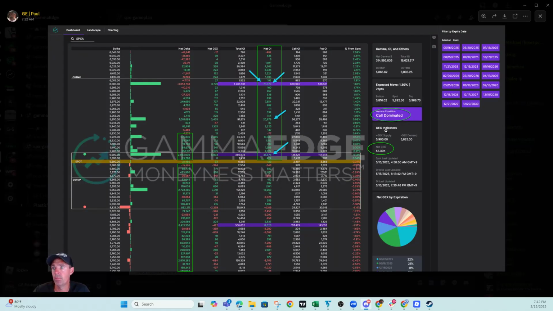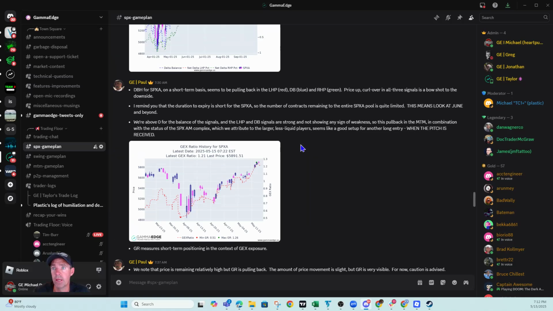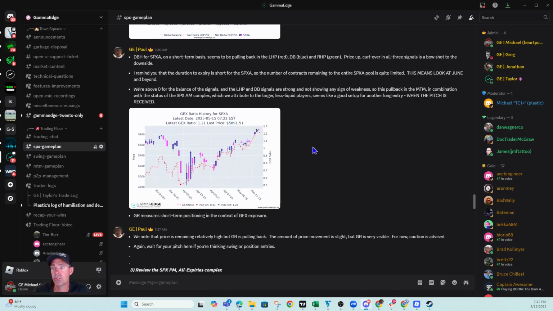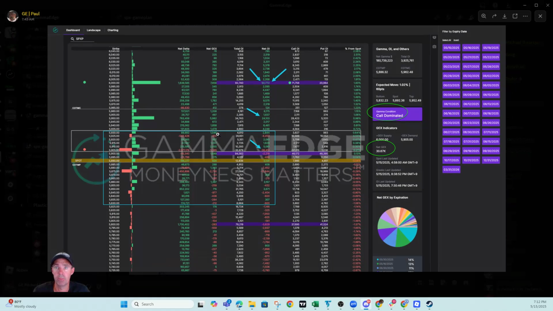Call dominated, above and below spot price. That is bullish sentiment for the SPXA, which is our cruise ship. Those are larger term, longer term positioning via the longer term expiries. So institutional positioning. Everything was looking bullish on the SPXA, which again is institutional positioning, larger market players, for a little bit more extended period of time.